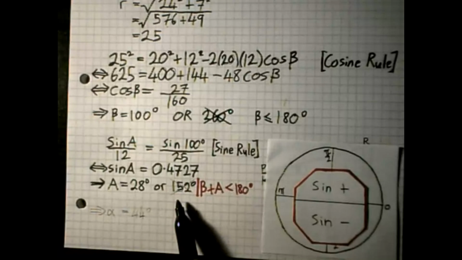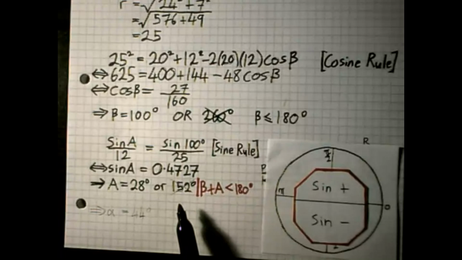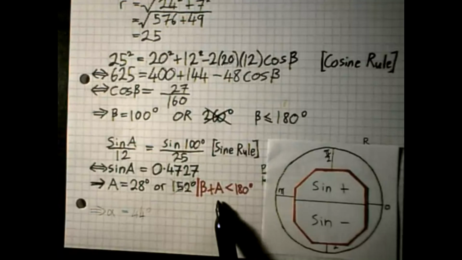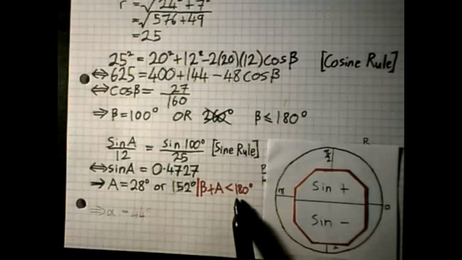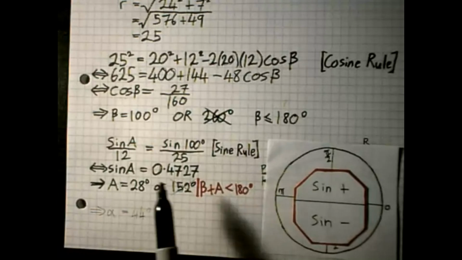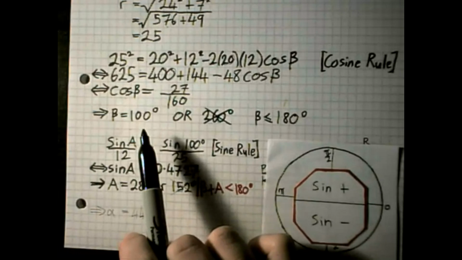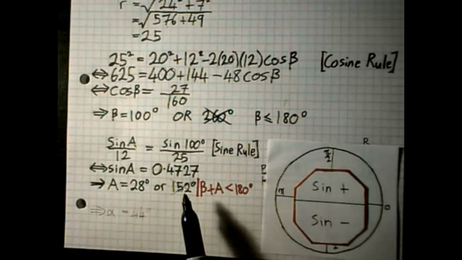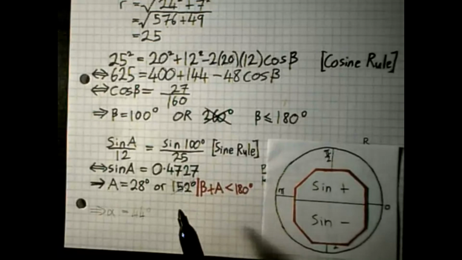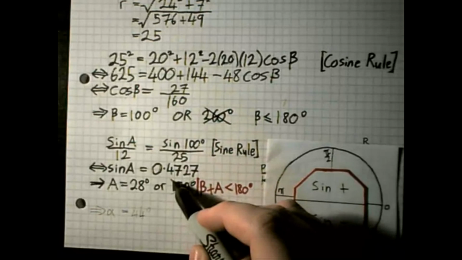What we do know is that beta and A are internal angles of a triangle, so between them they have to add up to less than 180 degrees, and if I have a third angle, then I know they add up to exactly 180 degrees. So if I know that beta plus A is less than 180 degrees and beta is 100 degrees, that I worked out just a moment ago, then if I add 100 and 152, I'm going to get 252, so that answer then must be invalid as well.